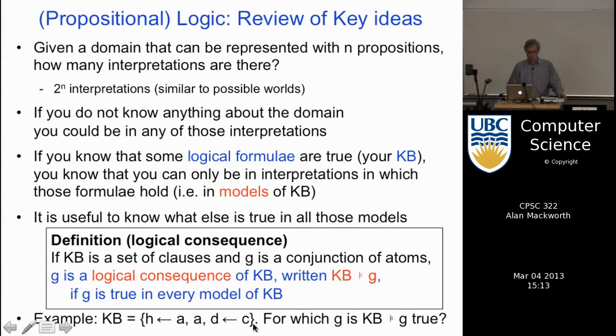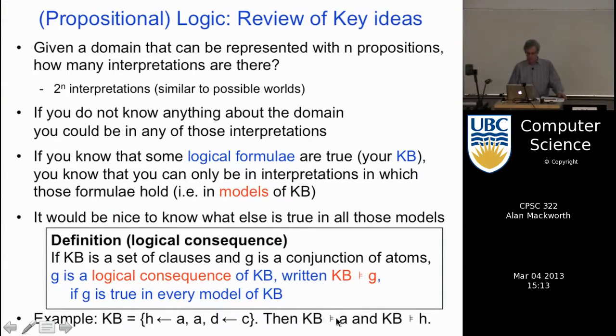C could be true, or it could be false. D could be true, or it could be false. If C is true, then D has to be true in any model. But we don't know the status of C. So we only know that A and H are logical consequences of this knowledge base. So if we know that the knowledge base holds, we're in a model, we can immediately assume not only is A true, but also H must be true because of that rule.